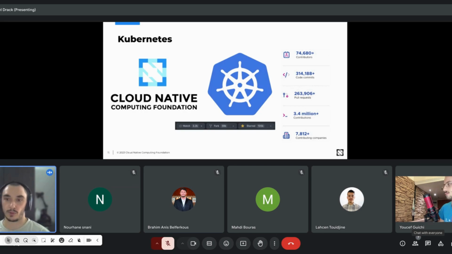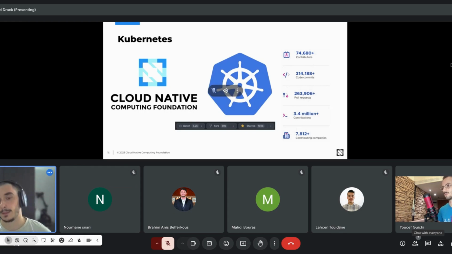over a certain project. Here we can see some numbers regarding Kubernetes. They're already like, I think, half a year old or something like that. We have about 75,000 contributors to this one project, over 300,000 code commits, 3.5 million contributions, over 7,000 contributing companies worldwide, about 100,000 GitHub stars, which is actually amazing.